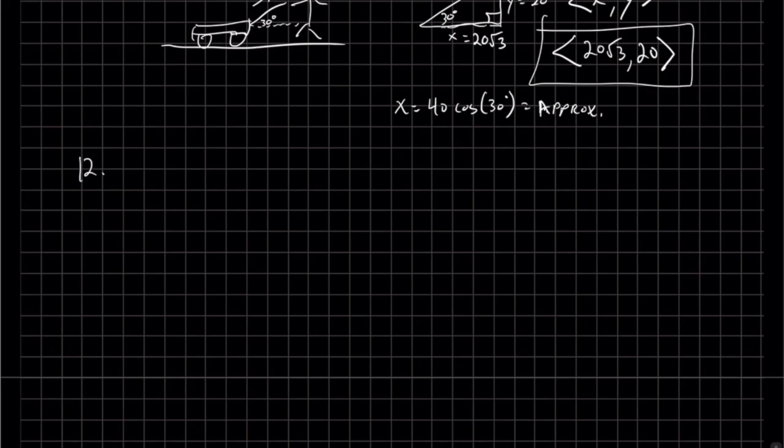All right, number 12. Where's my pencil? Okay. Farmer wishes to remove a stump. I'm not going to read to you. I'm assuming you've already read the problem. So we've got the stump.